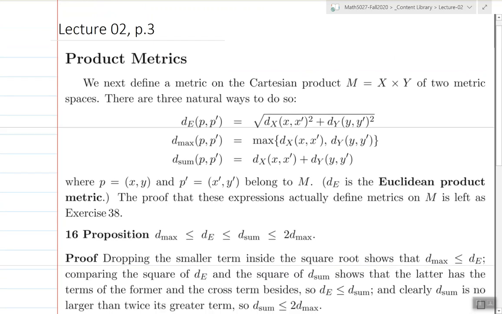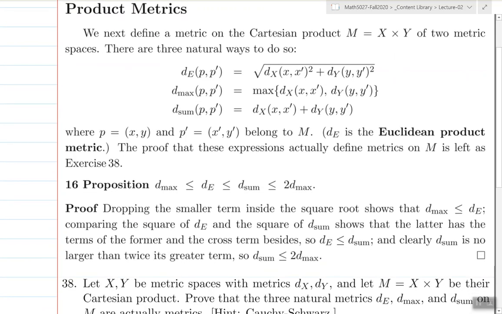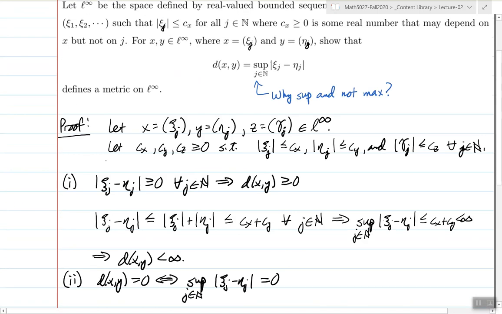Another good exercise for you is to work with product metrics. If I take just 2 metric spaces x and y, and I define a metric space M as the product of them, show that all of these things are metrics. So d sub x and d sub y in this case are the metrics for x and y respectively. And then if you combine them in certain ways, in this case, this looks like the Cartesian Euclidean product metric. This is this max. That looks very similar to something that we were just doing here using a sup. But why is this a sup and not a max? It's a good question for you to consider.